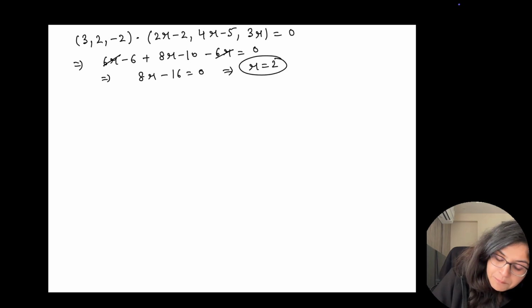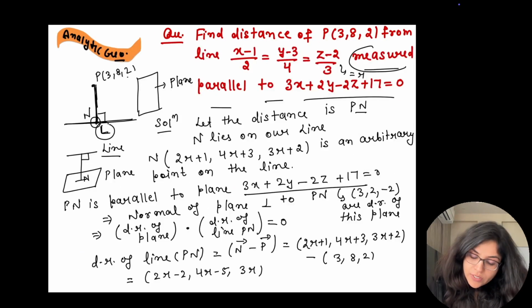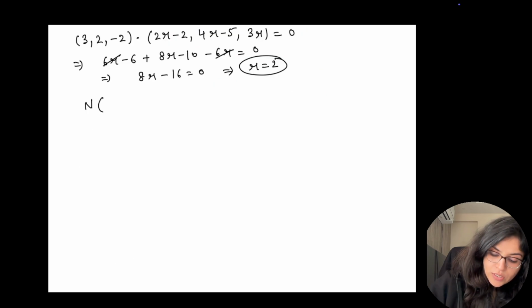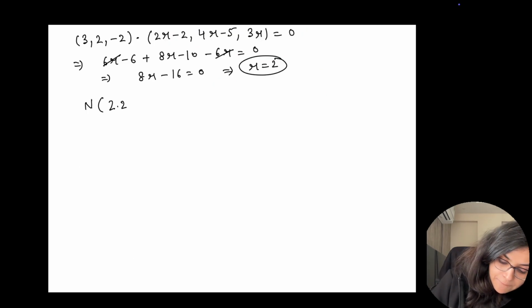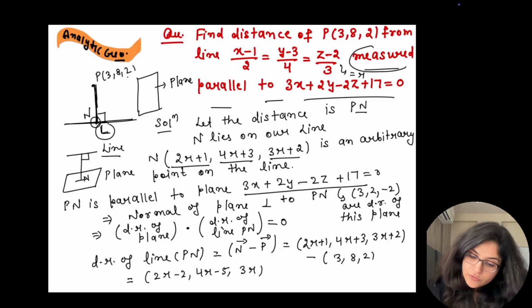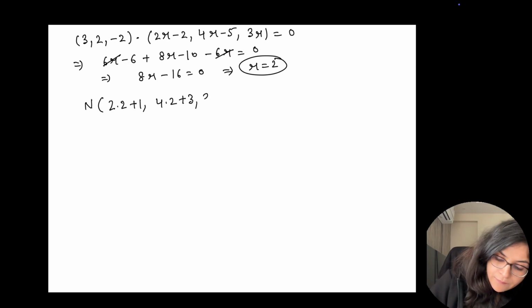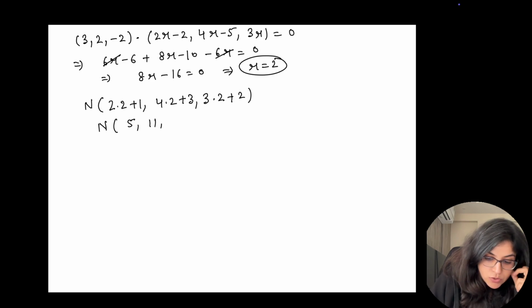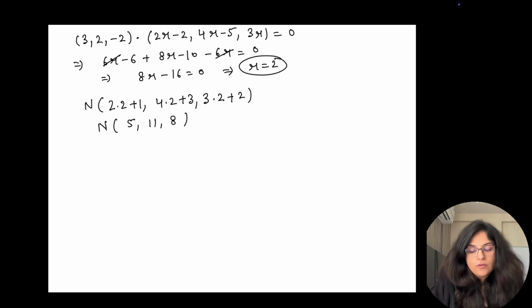We got r. We can find n now. Put r in n: 2r plus 1, 4r plus 3, 3r plus 2. So 2 into 2 plus 1, 4 into 2 plus 3, 3 into 2 plus 2. So I got the coordinates of n as 4 plus 1, 5, 8 plus 3, 11, comma 6 plus 2, that is 8. So n is 5 comma 11 comma 8.